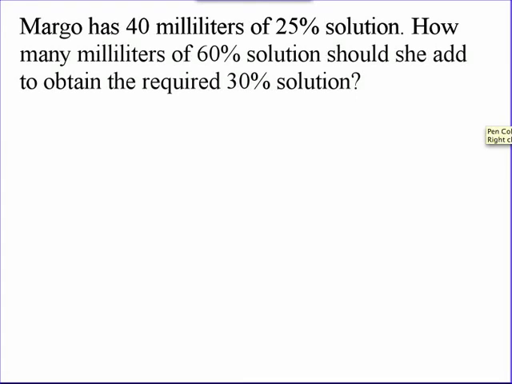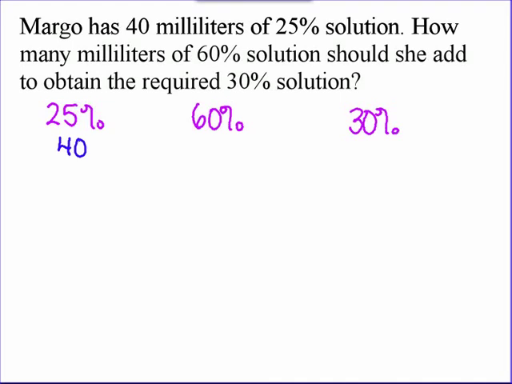Very first, what's my first percent I'm dealing with? 25%, good. So that's my first amount. So that's a place to start. What's my next percent going to be? 60. And then that's going to equal what percent? 30. So that's always a good place to start. Write down our percents here. So now 25%. Do we know how much of the 25% we have? 40 milliliters.